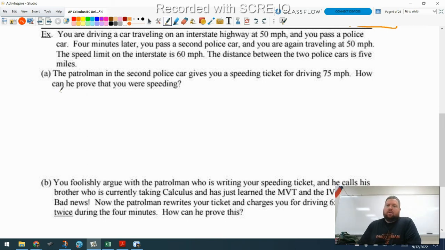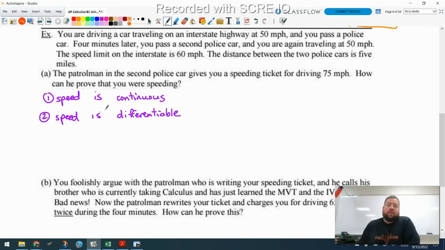Okay, so this is a mean value theorem question. So number one, we are talking about speed. And so speed is a continuous function. So that's kind of like a polynomial. We know that polynomials are always continuous. We know that speed is continuous. All right, number 2, speed is also differentiable. If you take the derivative of speed, you get acceleration. And acceleration is always defined, and so speed is also a differentiable function.